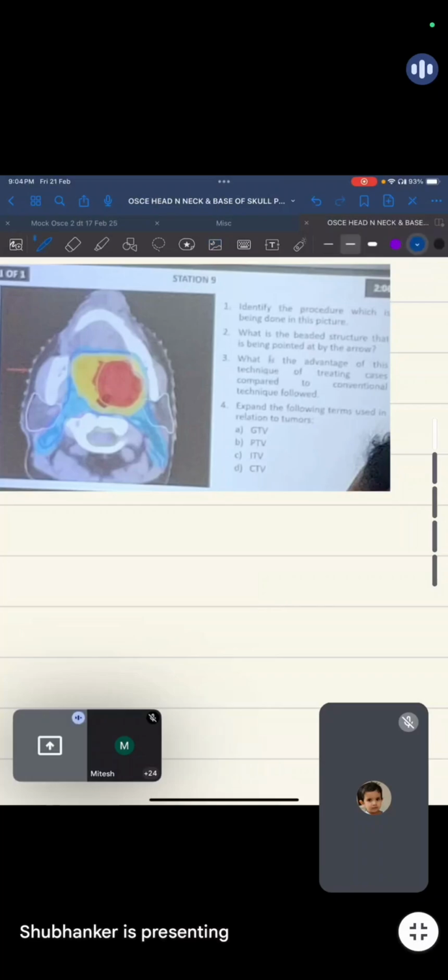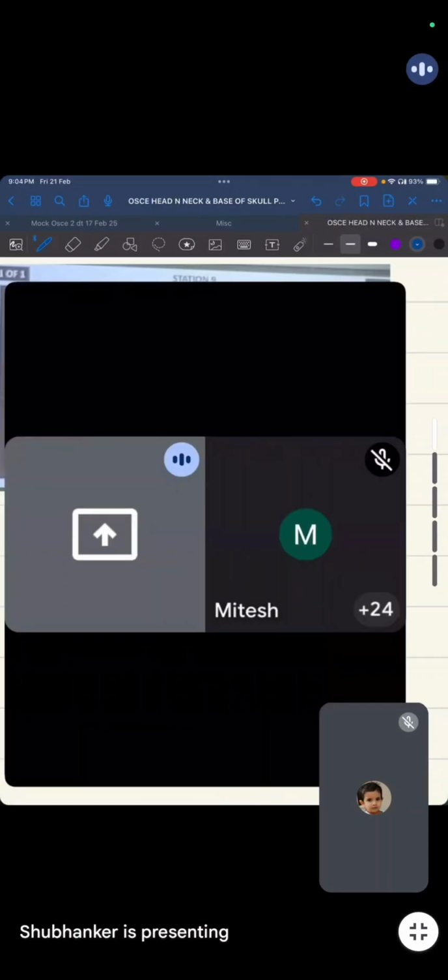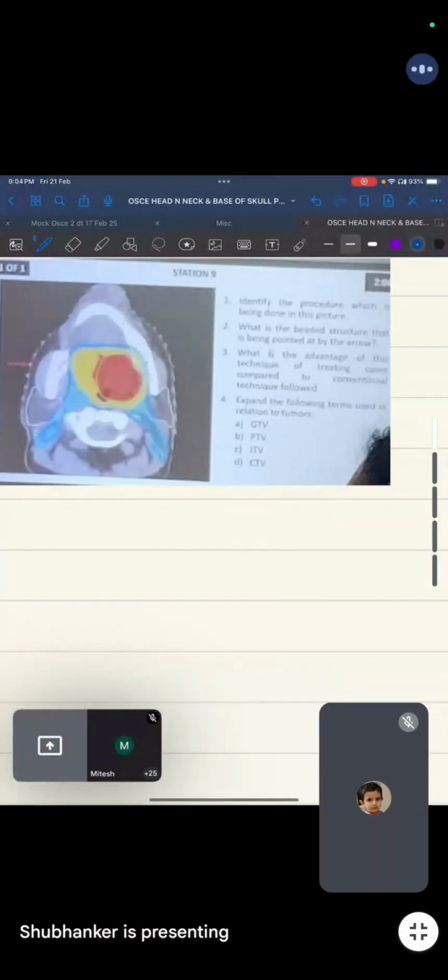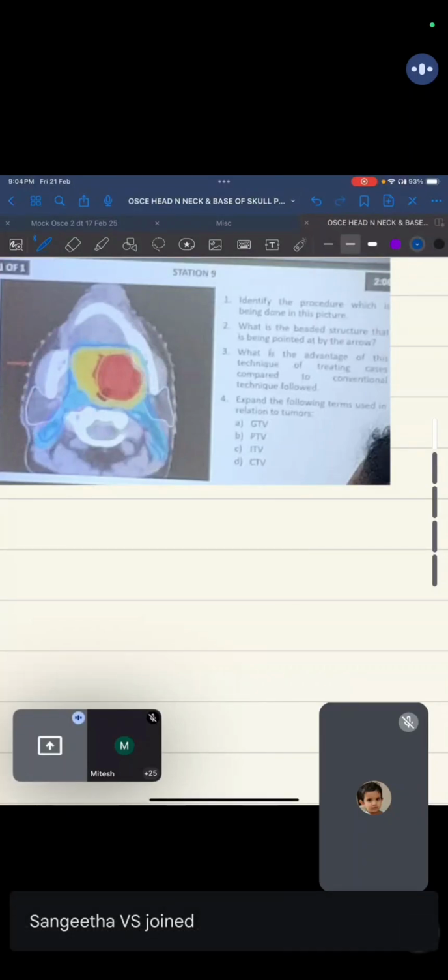This is the OSCE, a straight question. Identify the procedure which is being done in this picture. What is the beaded structure that is being pointed out? What is the advantage? And expand the following terms. Every year, in every session you will have 1 to 2 marks for expanding full forms.